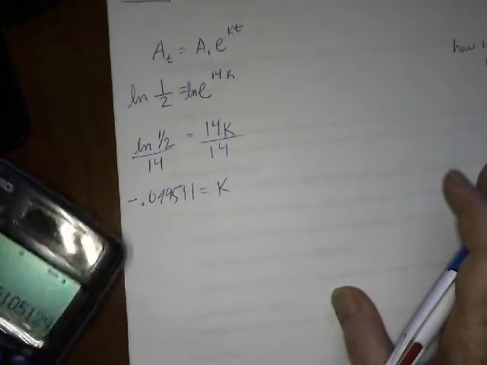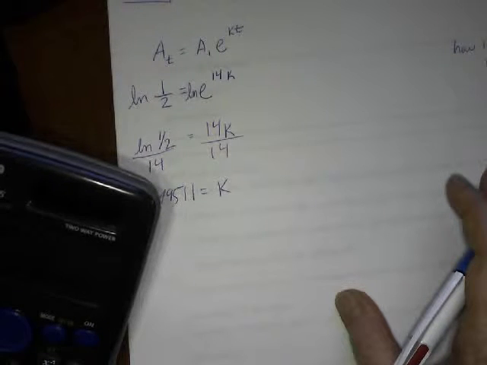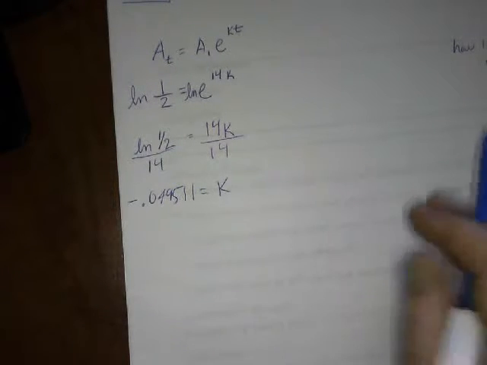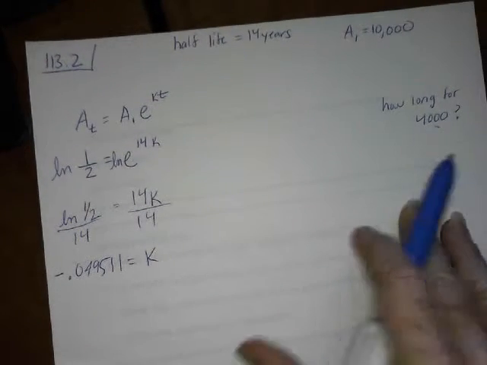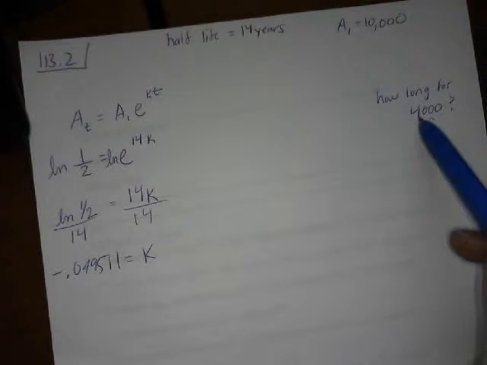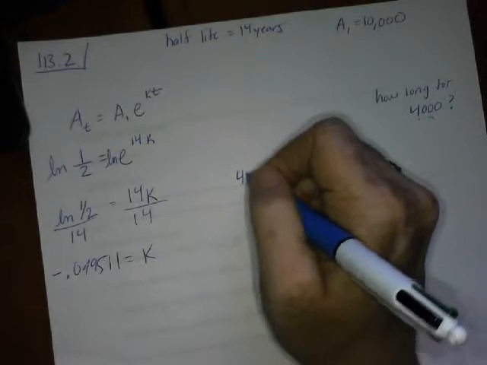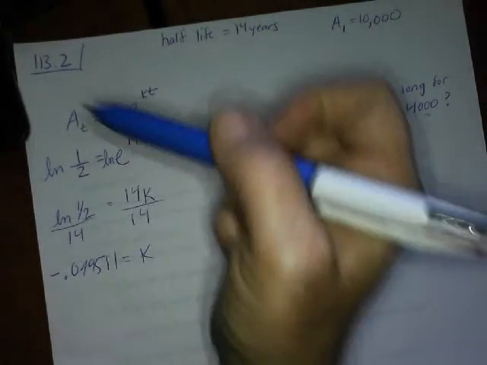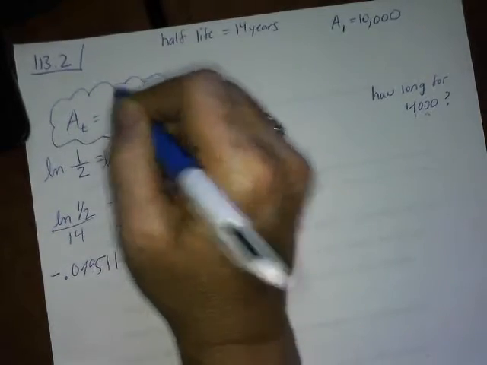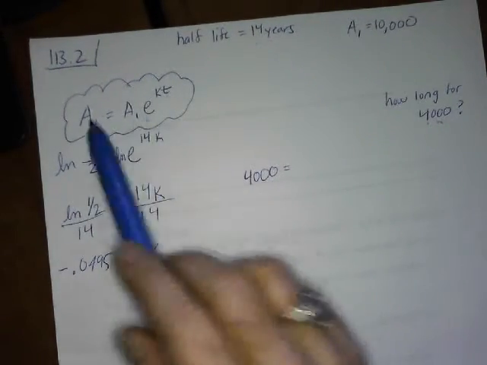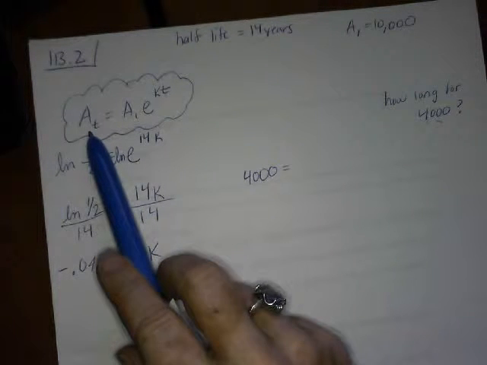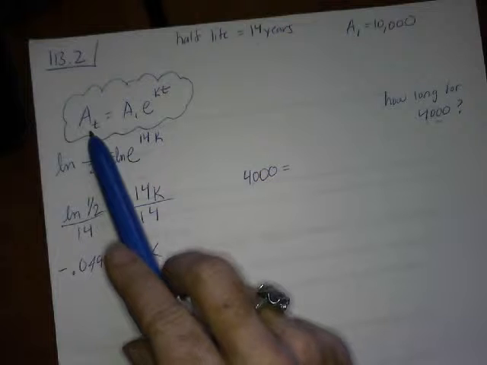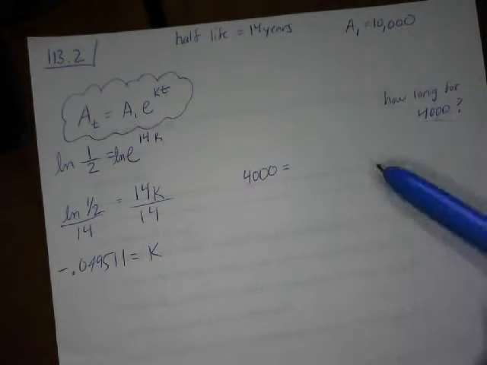I like to keep it in my calculator if I can, but a lot of times I lose it and then I just end up retyping it in. So there's k. So now we know what k is. We know what we started with. We want to know how long it's going to take for there to be 4,000 of whatever this stuff is left. So I think I'll start like this. I'll say 4,000 equals a sub 1, because remember this is how you can solve these things. So the amount at a certain time is going to be 4,000. We're going to find out what time that is in a second. So a sub 1 is 10,000.